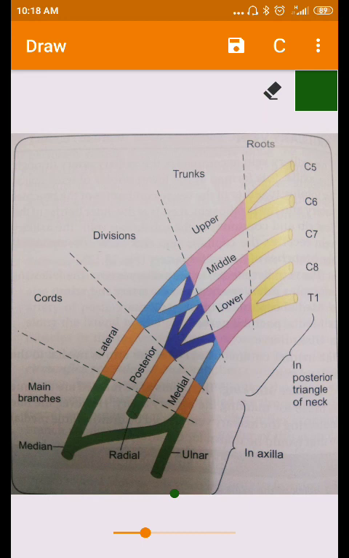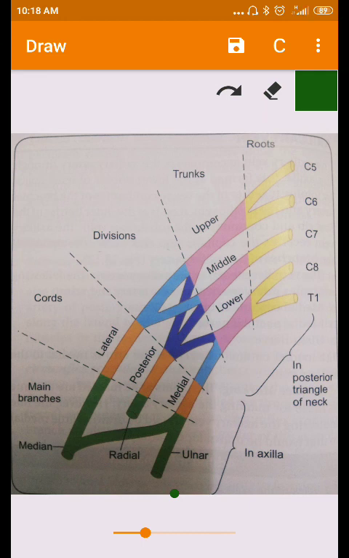The brachial plexus is formed by the ventral rami of the lower four cervical nerves and a greater part of the anterior primary rami of the first thoracic spinal nerve. Sometimes a twig also comes from C4, which is attached to C5.